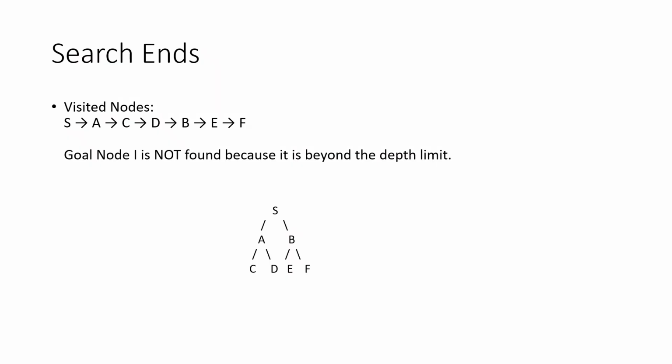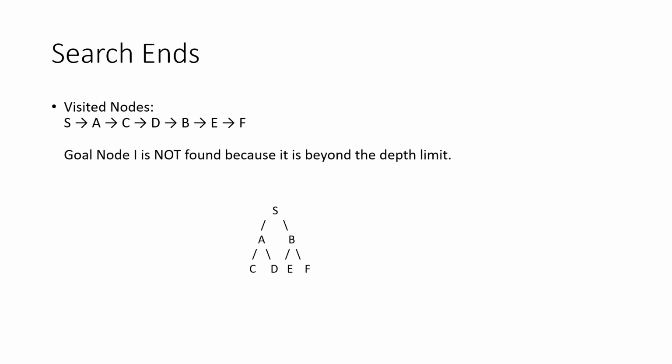So now, what are all the nodes we have visited? S, A, C, D, B, E, F. Now we want to make the tree here, but we cannot visit the node I. That's why we have mentioned here that goal node I is not found, because it is beyond the depth limit. That is the reason.